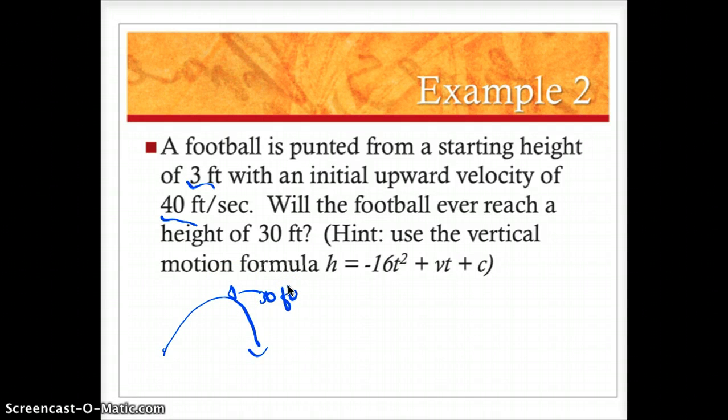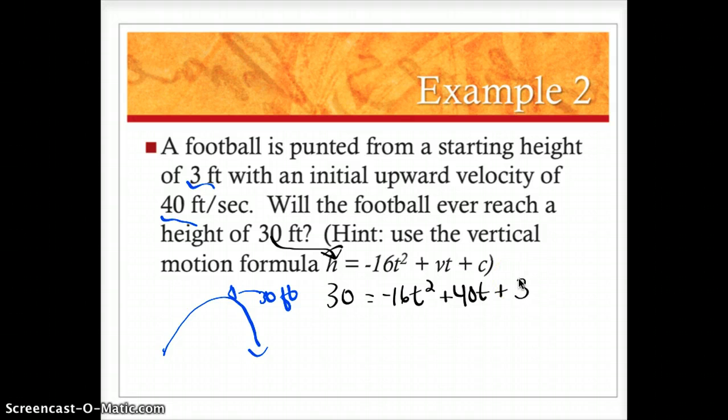And we could solve that by finding the maximum like we have done in 10.2, but then there's another shortcut that we can do by finding the discriminant. So here I'm going to plug in everything I know. H, I want to know if the height will ever reach 30, so I'm going to plug in 30 equals negative 16t squared plus, v is my velocity, 40t, plus c, which is my starting height, which is 3.